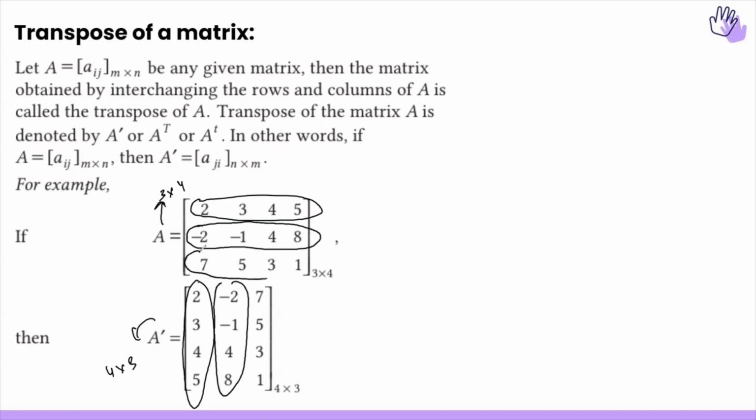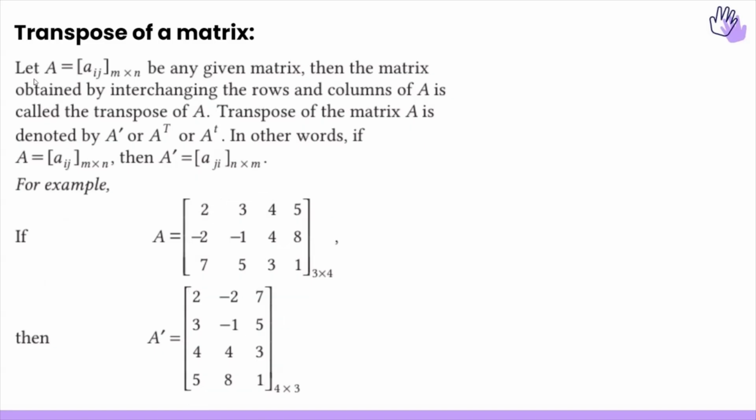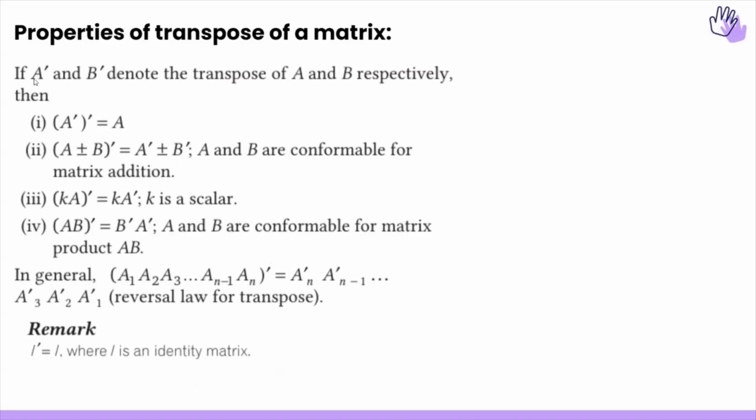If you take the third row, that's the last row, that is 7531, that will be the third column in this particular A bar. So that is how you construct the transpose of a particular matrix, right? So I hope you people have understood. Now, some of the properties of the transpose of a matrix.